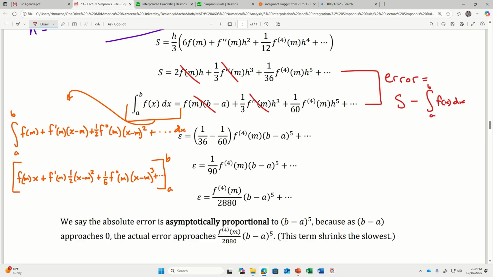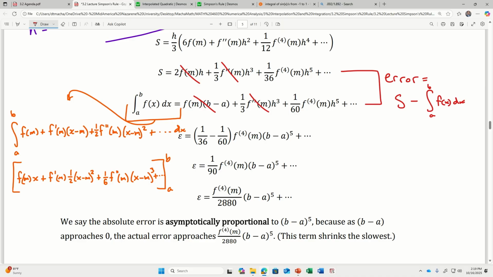I've got 1/36 times the fourth derivative of f of m times h to the 5th power, and I've got 1/60 times the same thing. And so now you can see where 1/36 minus 1/60 happens. Now you call your 5th grade friends and you ask them to subtract fractions for you. And they tell you that 1/36 minus 1/60 is 1/90.